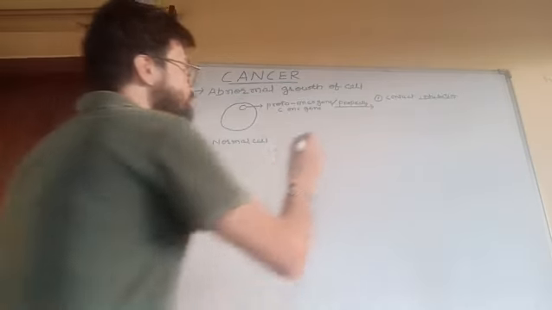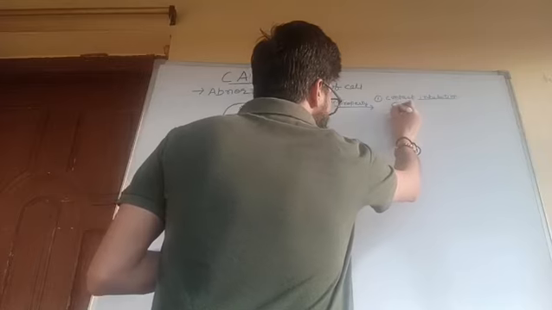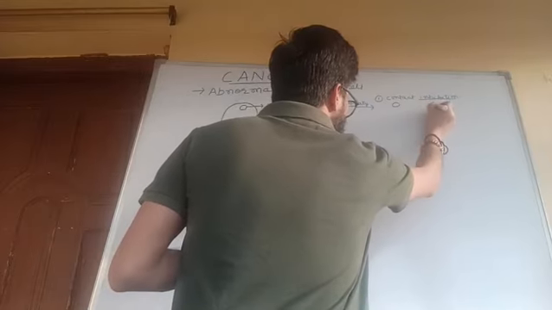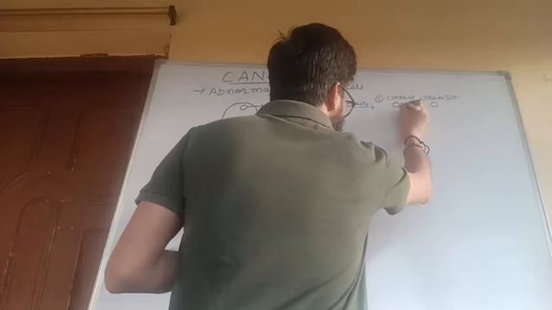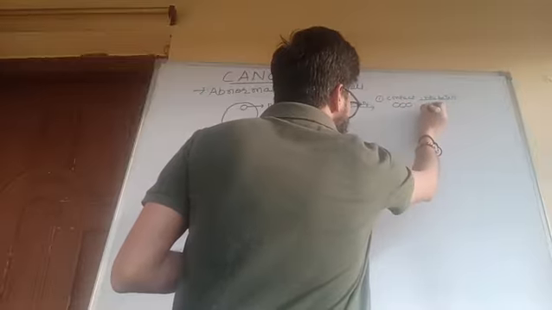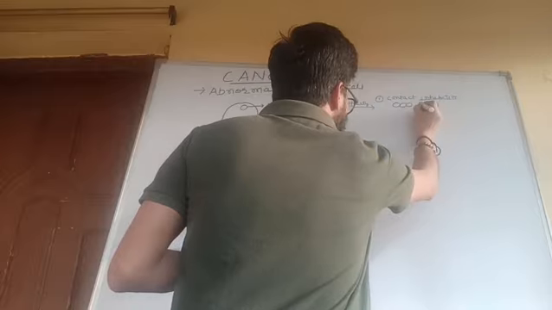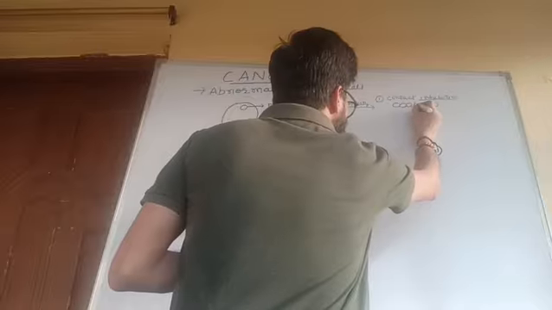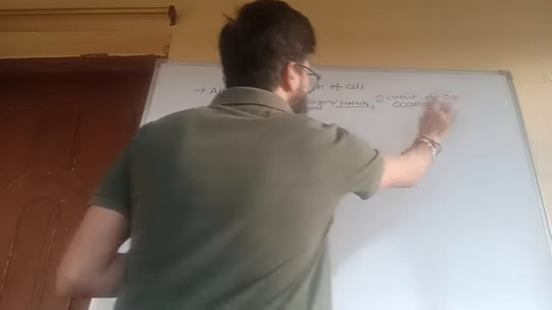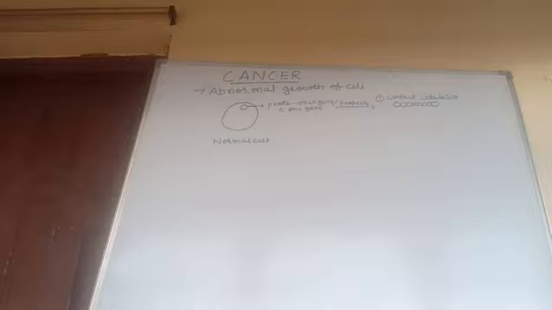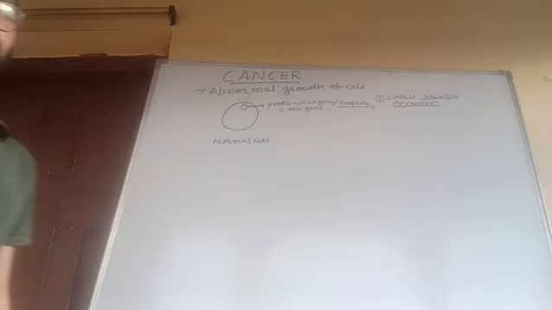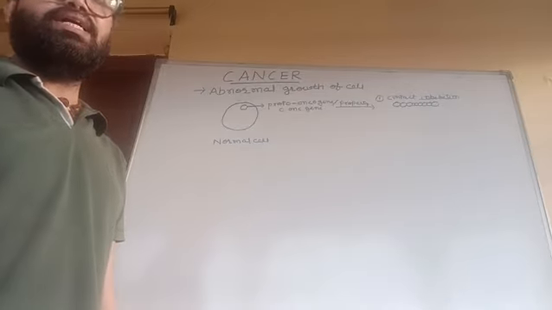Understand? Suppose this is one cell and this is another cell. When they come in contact with each other in this way, then the growth will be stopped. Further, there will be no growth, because the contact inhibition property is present in the cell.